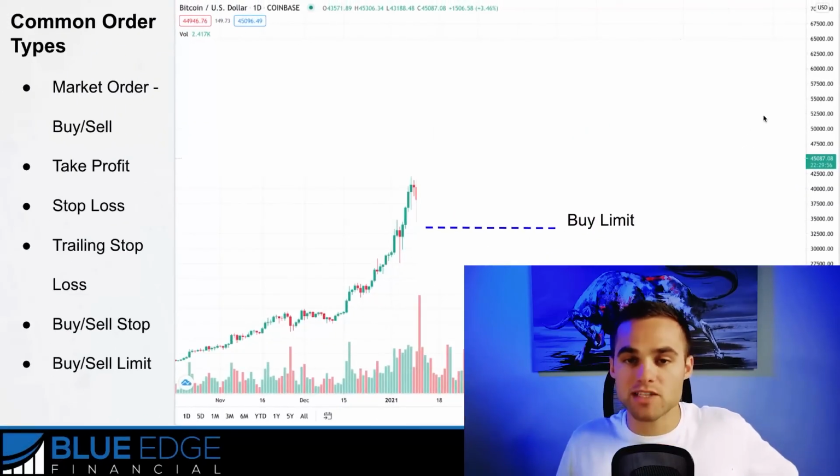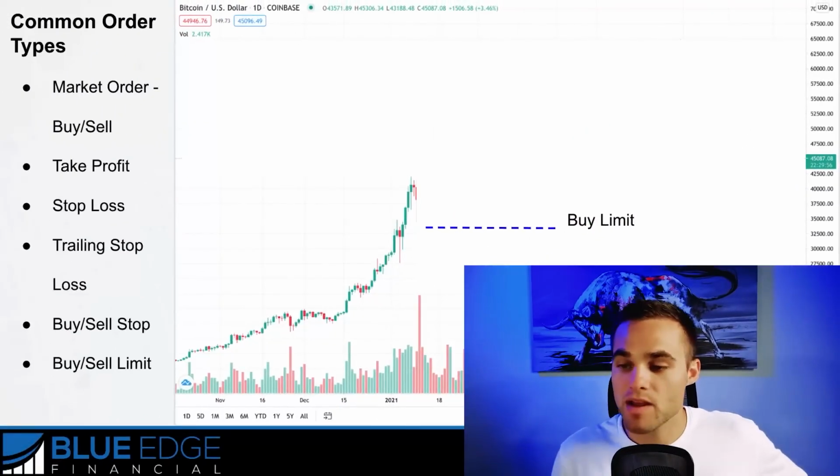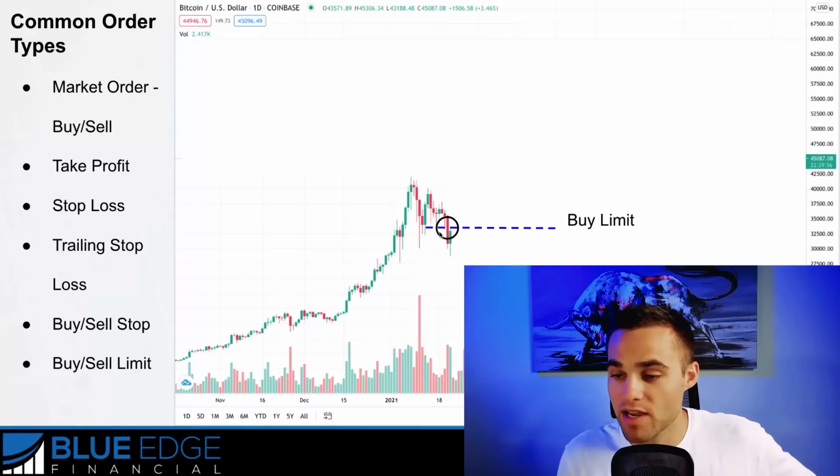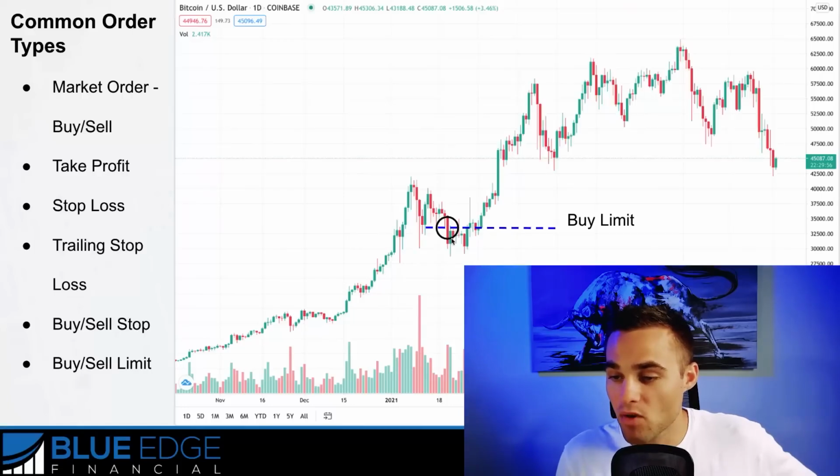The next type of order is called a limit order, okay? And you can have a buy limit or you can have a sell limit. But in this case, let's say that price is here, but you think that's too pricey, that's too expensive. I want to wait for price to come down here until I actually enter my order. So you'd wait for price to come down here, and then once it comes down below and it starts coming back up, you'd actually enter the trade right here.